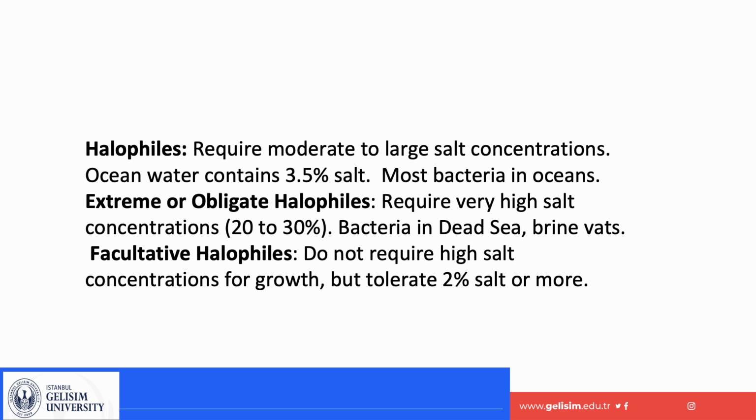So halophiles are microorganisms that require moderate to large salt concentrations for growth. We find them in various habitats such as oceans and salt lakes. Extreme or obligate halophiles require very high salt concentrations, while facultative halophiles can grow in the absence or presence of high salt concentrations. Now, obligate halophiles are found in habitats such as the Dead Sea, as well as brine vats. Facultative halophiles, they don't require high salt concentration for growth, but they can tolerate 2% salt or more.